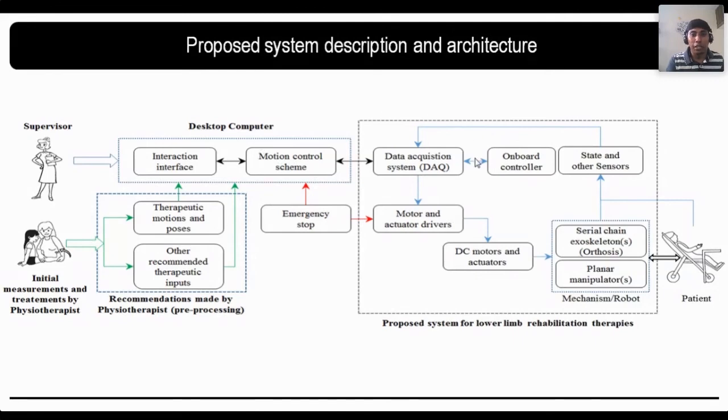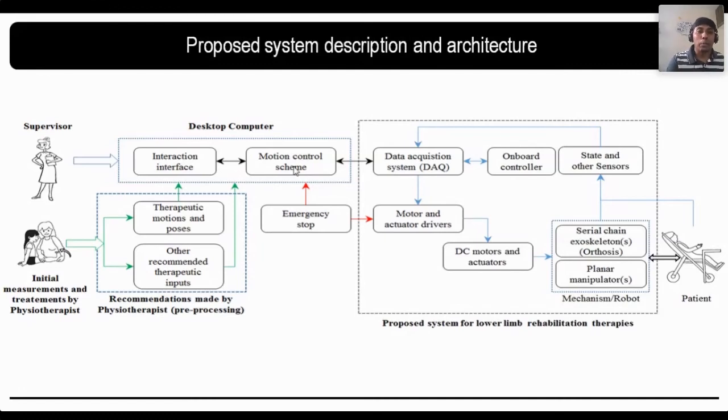Before going to that, the first stage is the initial measurement and the treatment by the physiotherapist. The patient is taken to the physiotherapist, and the physiotherapist will do all kinds of therapeutic motion. That motion would be captured, and the recommended therapeutic input would be captured and interfaced with the desktop computer. Based on that, the motion planning would be generated, and the motion control scheme would be established.